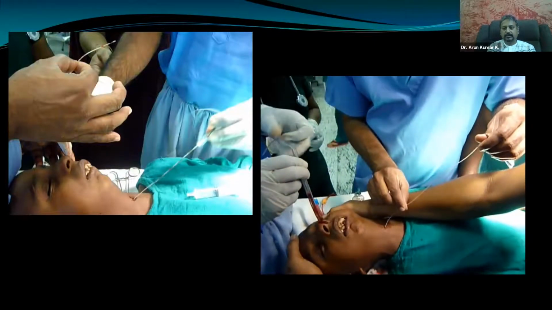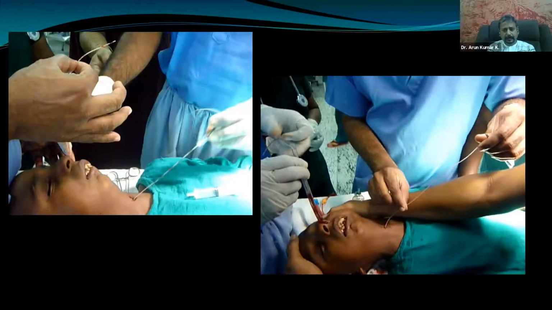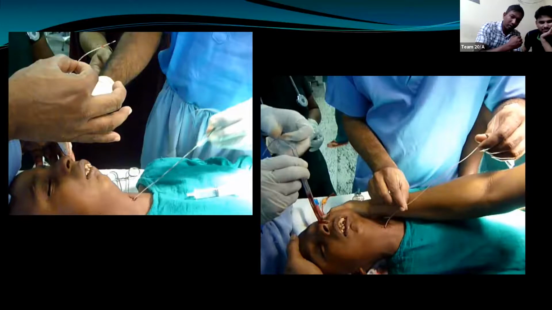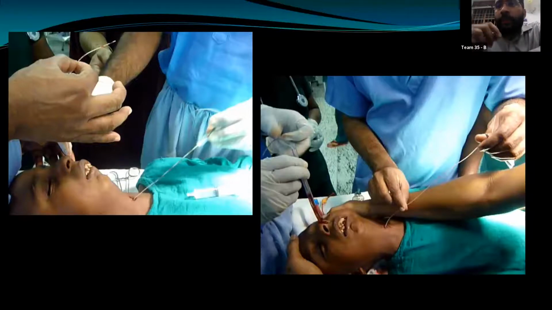Team 20, unmute yourself. What is the procedure? Wire-guided intubation. I want the correct terminology. I'll give you a few more seconds. It's always intubation, everybody knows that. Sir, it's wire-guided nasotracheal intubation. No, wrong. Team 35? It is retrograde intubation with railroading of the endotracheal tube onto it.